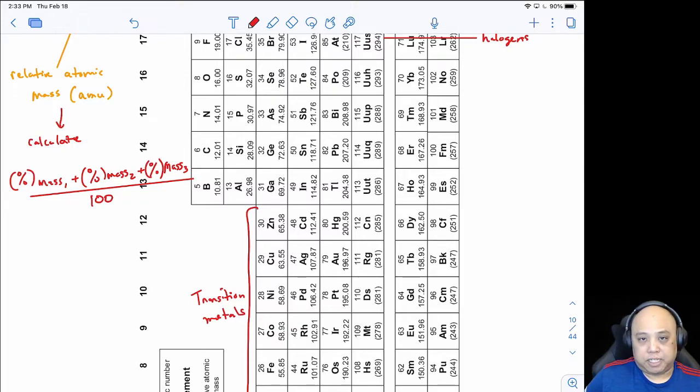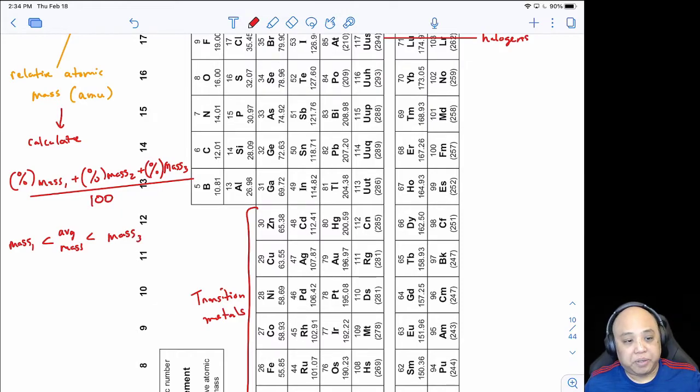But one of the tips that you should think about is your average mass should be between mass 1 and mass 3. There's no way you get an average outside of those two maximums and minimums by adding these values together. So if you get a mass that's less than mass 1, you did something wrong.